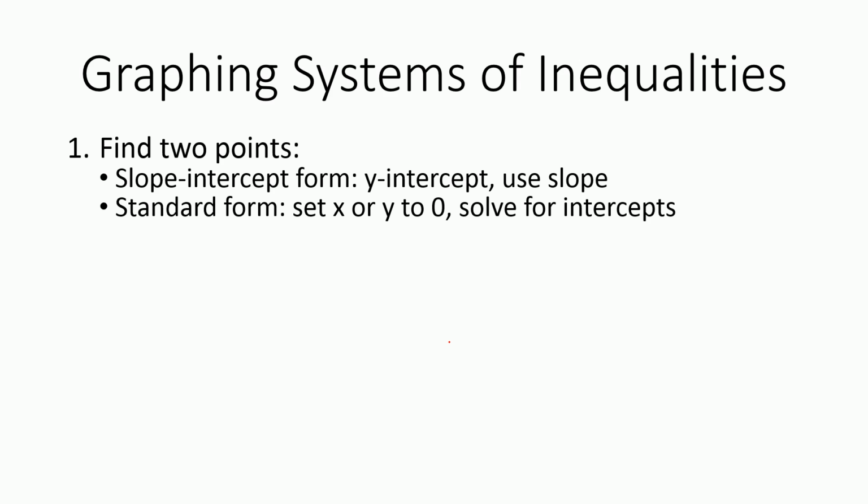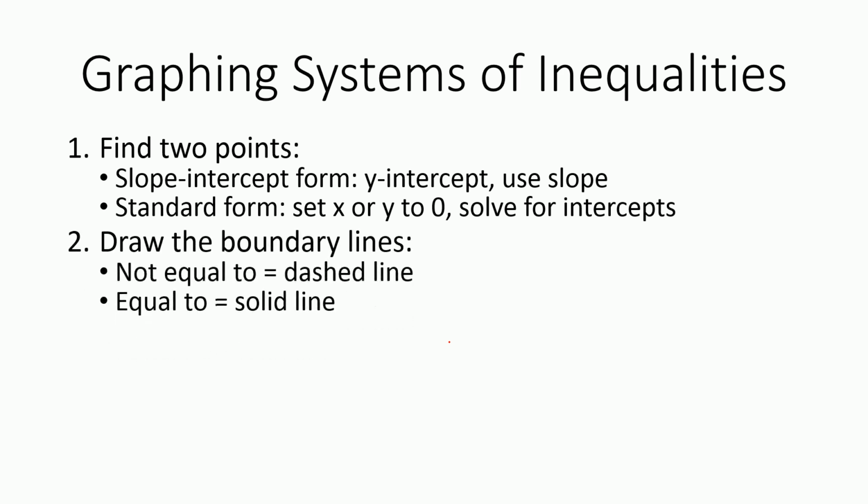In standard form, we can take turns setting x and y to 0 and then solve for each intercept. So we do it once by setting y to 0 to find the x-intercept, and then set x to 0 to find the y-intercept. Plot both those points. Once we've got those points, then we can draw our boundary lines. The boundary lines for any inequality are either dashed or solid. Dashed means not equal to, solid means equal to. That's easy enough to do.